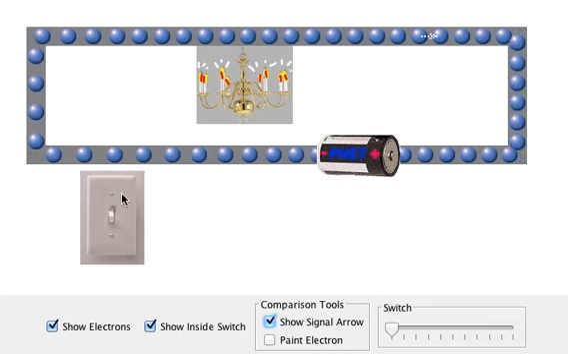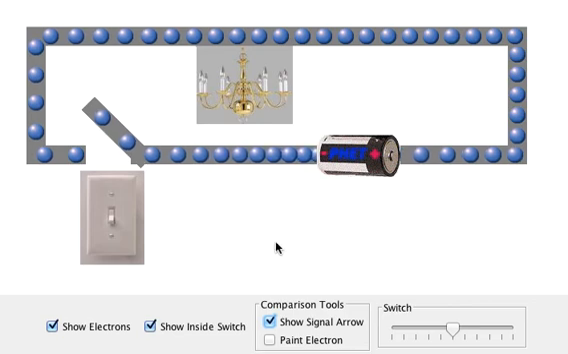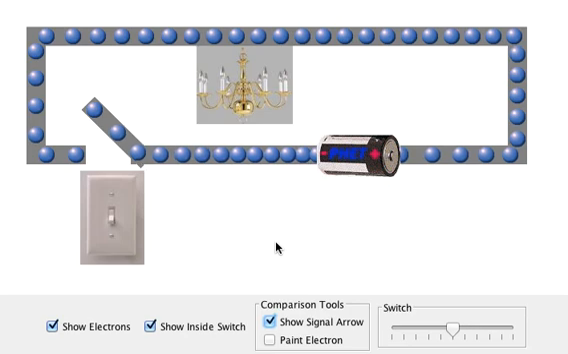to move. I hope that this simulation has been helpful to you in clearing up some of your misconceptions about how electrons flow and electric current in a circuit, and that this will help you continue to study electricity in the future.